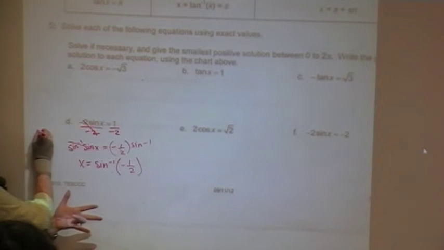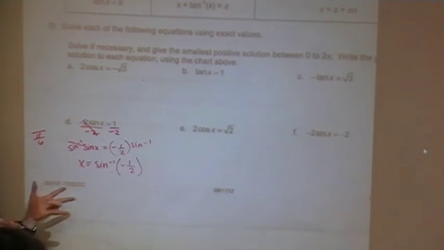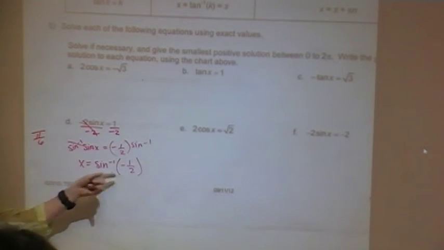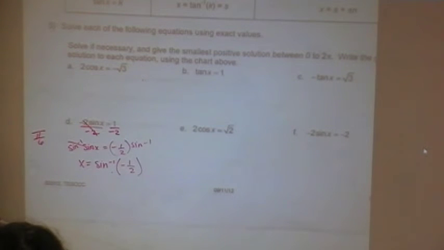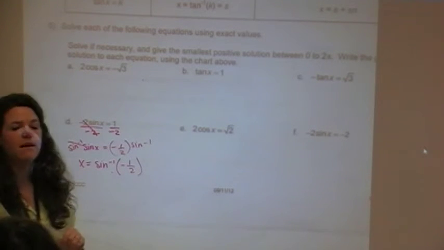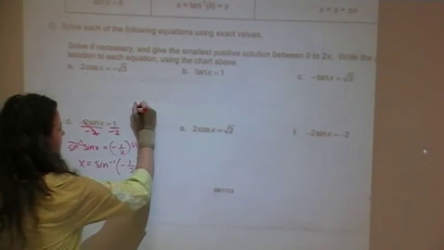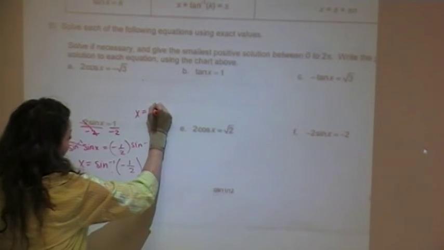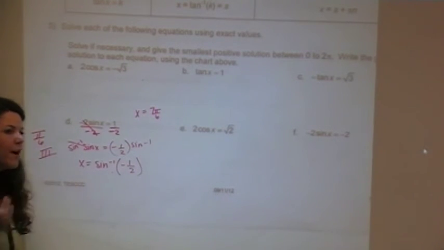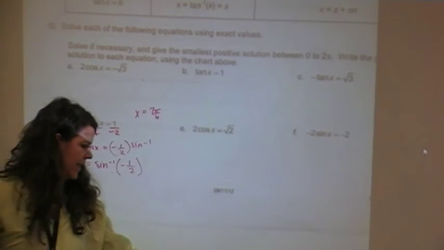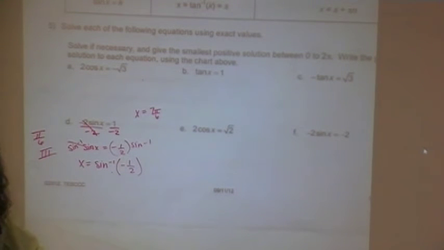Pi over 6. Now, everything is positive in quadrant 1. So I need -1/2. Where is sine negative? 3 and 4. So I just need the first one. So I need the pi over 6 that's in quadrant 3. 7 pi over 6. Okay, now my other answer, so let's say that's a going down answer. I need my coming back out of the water answer.